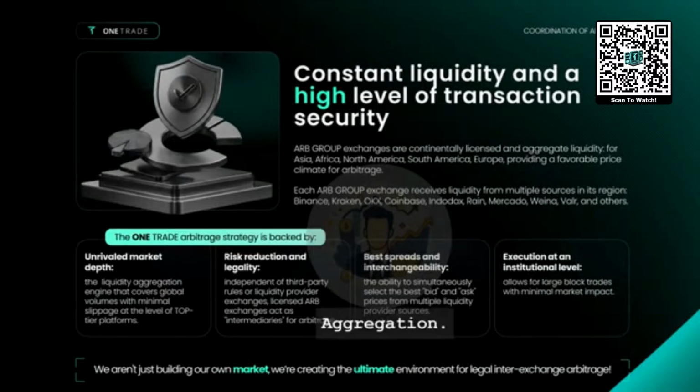Liquidity aggregation. Now that sounds complicated, but the idea is actually simple. Different exchanges have different prices, buyers, sellers, and trading volume. One Trade claims they pull liquidity from major exchanges like Binance, Kraken, Coinbase, OKX, and others. So instead of relying on one exchange, they supposedly scan multiple markets at once to find the best opportunities. Market depth. Market depth basically means how much buying and selling activity exists in a market. A deeper market usually allows larger trades to happen without heavily affecting the price.